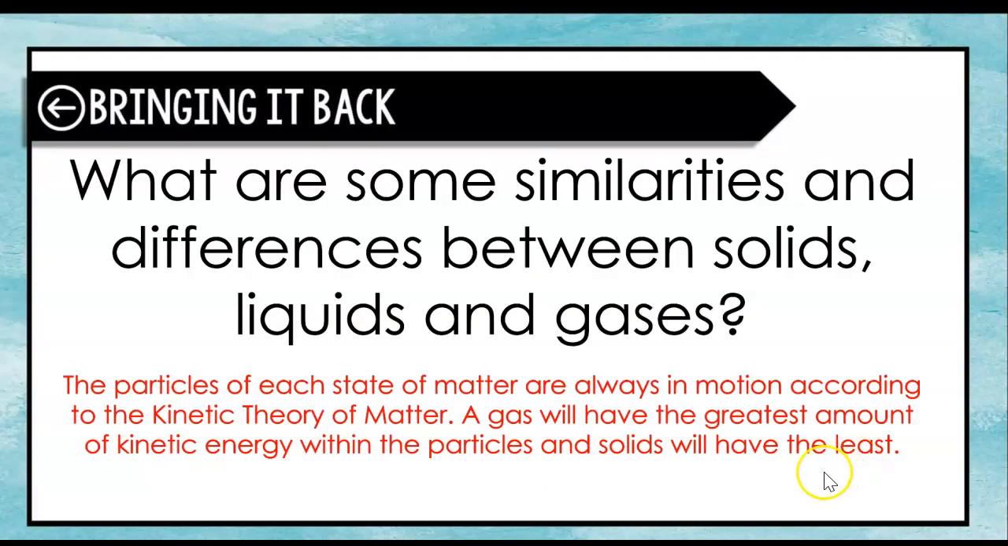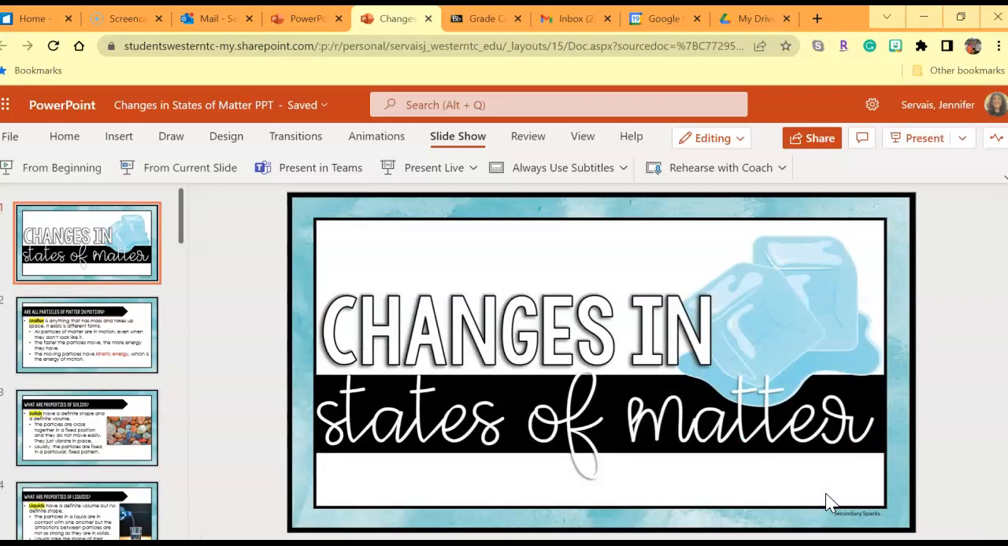What are some similarities and differences between solids, liquids, and gases? Just to tie it all together. The particles of each state of matter are always in motion, so that's something all three states have in common. It doesn't seem like solid particles are moving, but they are. They're vibrating in place. Liquid particles are moving around, flowing around each other. Gas particles move around a lot more, flowing past each other. So gases have the greatest amount of kinetic energy, meaning that the molecules in a gas are moving around a lot more than they are in a solid. So those are the changes of matter.